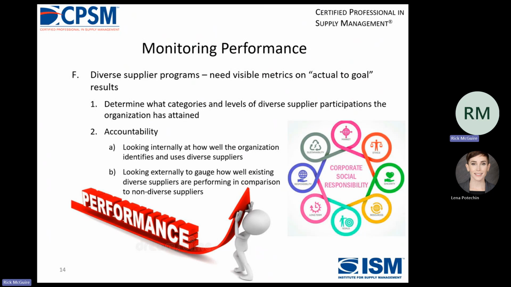Diverse supplier programs need visible metrics and actual to goal. So you need to know if you're making progress. Their stakeholders will certainly want to know that. So determine what categories and levels of diverse supplier participation in the organization is attained. And then for accountability, look internally at how well the organization identifies and uses diverse suppliers, and externally to gauge how well existing diverse suppliers are performing in comparison to non-diverse. So this is a key item that stakeholders usually want to know.